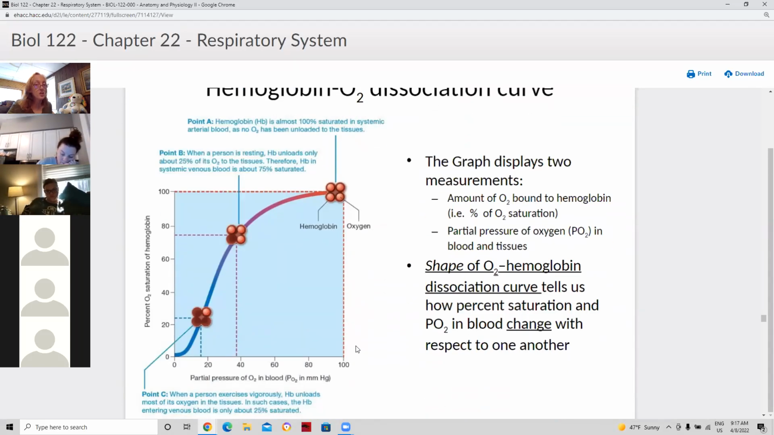So the graph is going to display two measurements. It's going to display the amount of oxygen bound to the hemoglobin as a function of the partial pressure of oxygen in the blood and the tissues. The shape of the curve tells how the percent saturation and partial pressure of oxygen in the blood change with respect to one another.